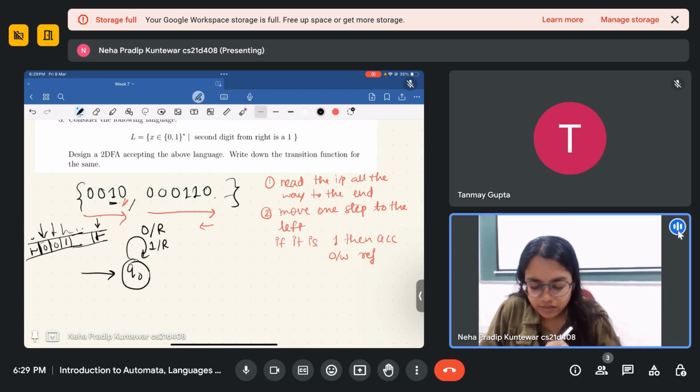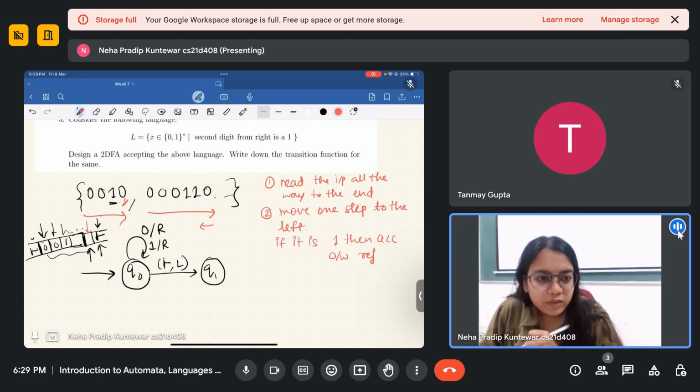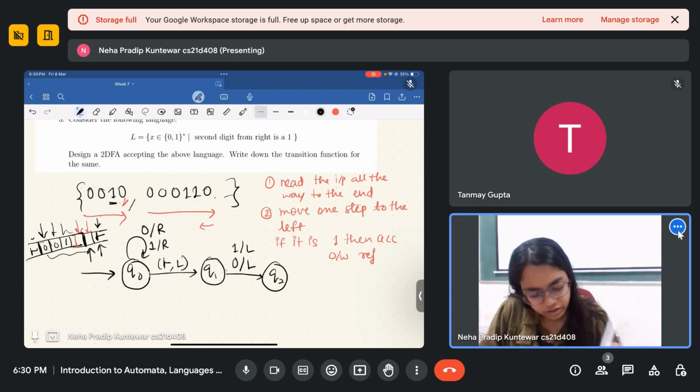Now once you have read all the input and finally reach this right hand marker, then on reading the right hand marker, you just move one step to the left so that you are here. That is your state Q1. This is the last bit of the string. We want to look at the second last bit of the string, so we should move one more step to the left. So from Q1, whether you see a 0 or you see a 1, you should just go to the left.